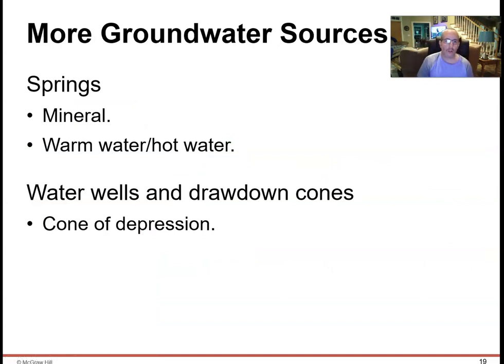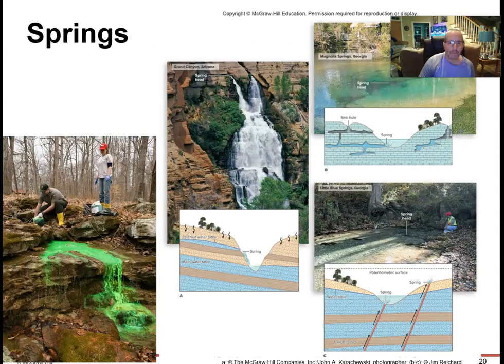So other groundwater sources, we've talked about springs. There are different types of springs. It's not just karst. There are springs in other areas as well. When you have the side of a valley, sometimes you have a lot of springs coming out of the sides where the rock's broken and the water has a place to get out. Cone of depression, I think we see that here in just a couple of slides.